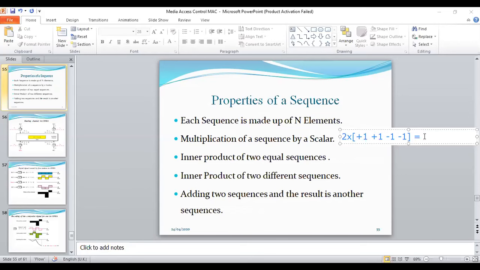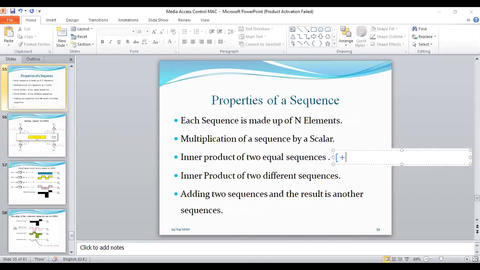Now let us take the third one, that is the inner product of two equal sequences. You need to take two equal sequences here. Let us see what the meaning of two equal sequences is.